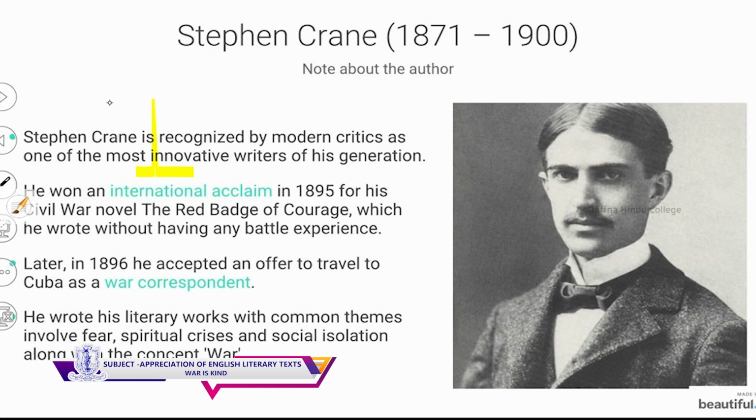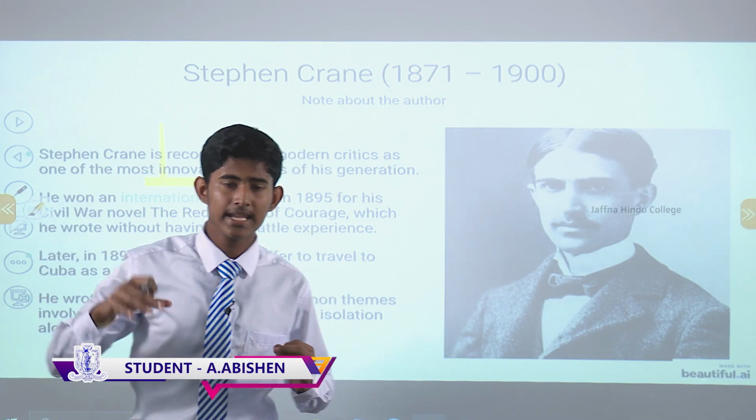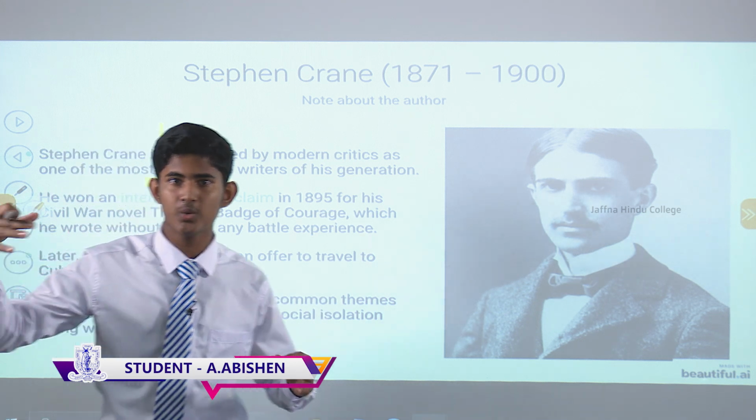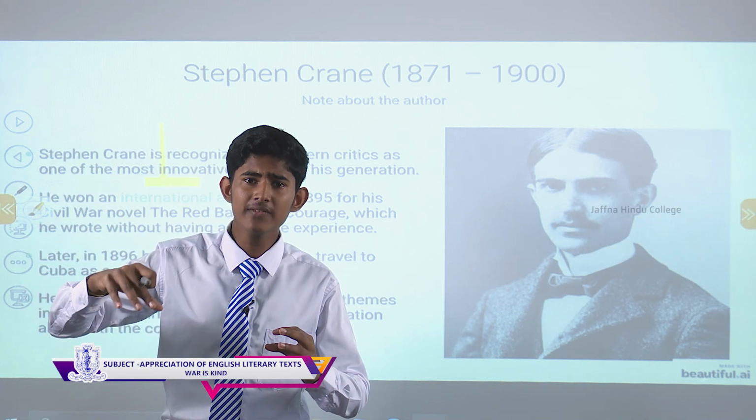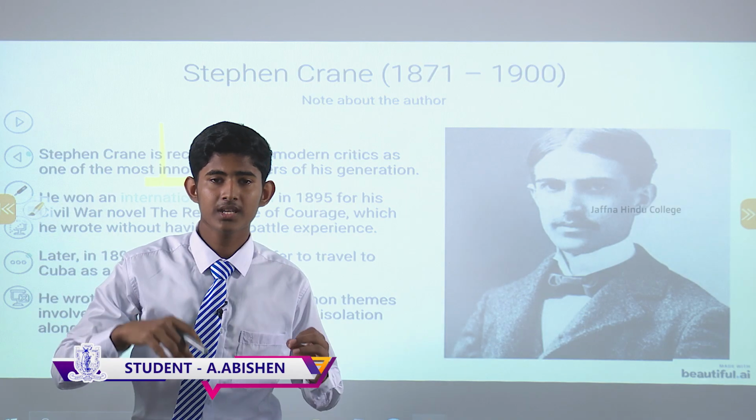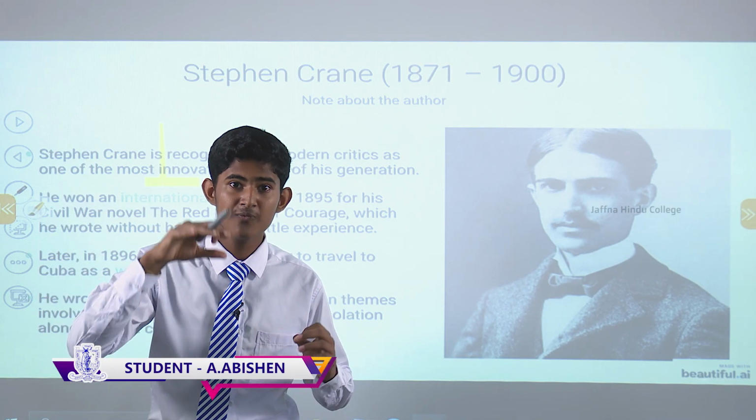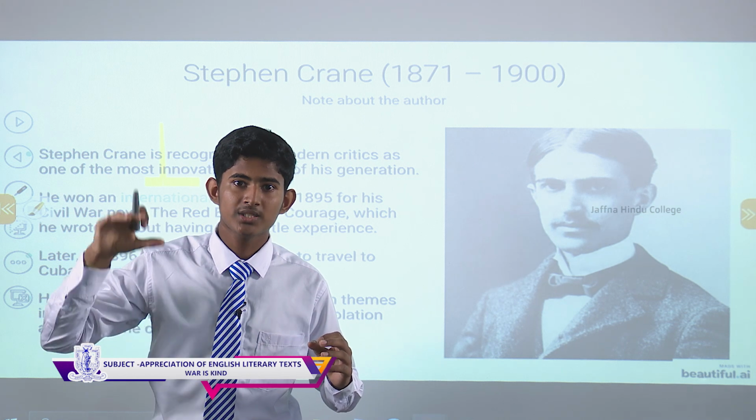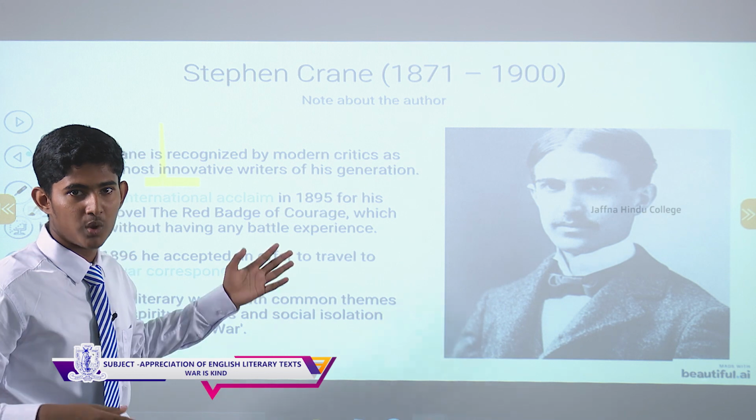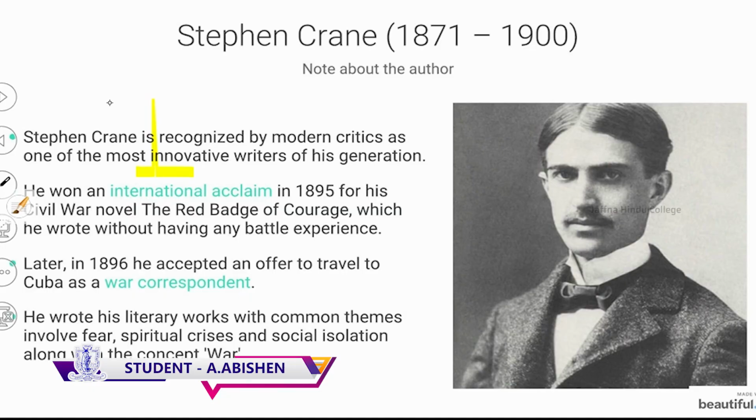Another reason, we can see, is that later in 1896 he was offered a job as a war correspondent to Cuba. So, his experience during that job may be a reason for him to write a poem about war. At last, we are going to see his common themes of fear, spiritual crisis, and social isolation, along with the title War. So, I hope you understand about the poet and why he wrote the poem War is Kind.